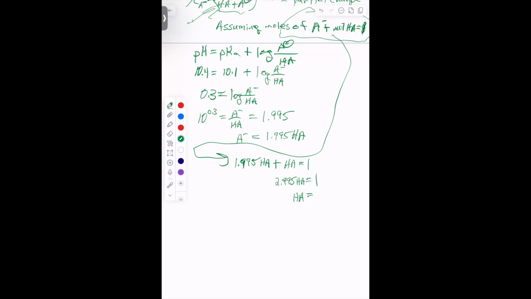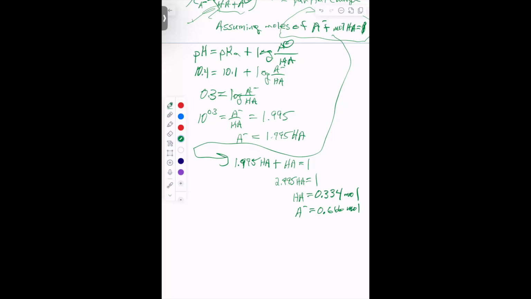And what that gives me is 0.334 moles. And then I can just subtract from 1 to get me the A minus, because I know that A minus plus HA equals 1, so 1 minus HA is going to equal the A minus number of moles, which will be 0.666. Ooh, that's like the mark of the beast.